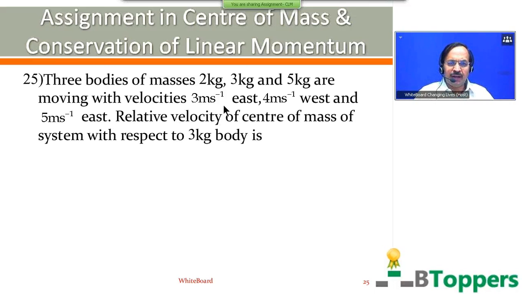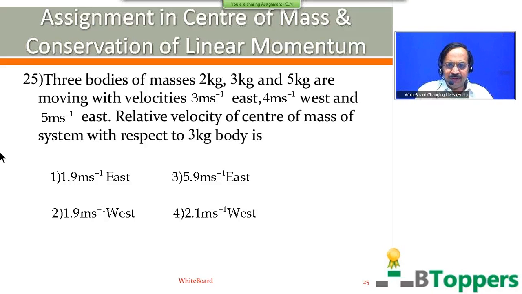Three bodies of masses 2 kg, 3 kg and 5 kg are moving with velocities 3 meter per second east, 4 meter per second west and 5 meter per second east. The relative velocity of the center of mass of the system with respect to the 3 kg body is... You have been shown 4 options on screen. Come on, try the question.